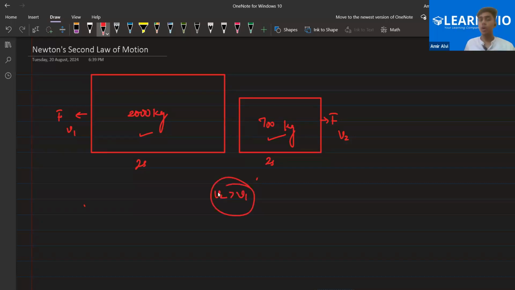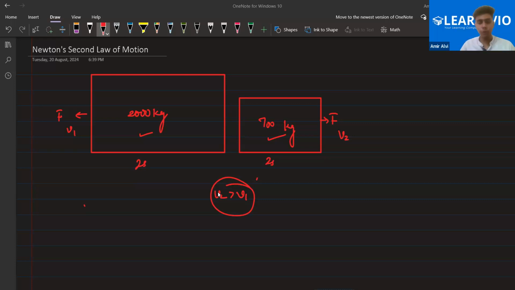That's what the second law of motion says: if two bodies, one light and one heavy, have the same force applied for the same amount of time, the lighter body will attain more velocity than the heavier body. Is this clear in simple words?